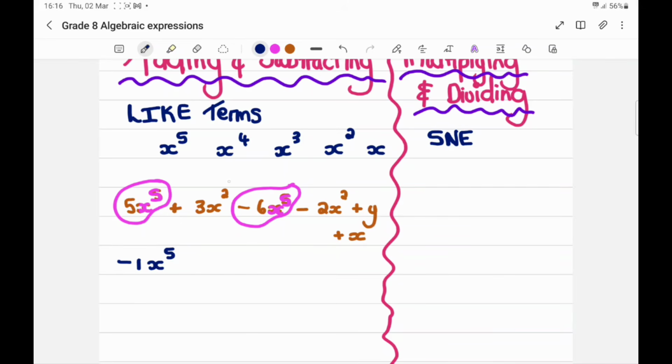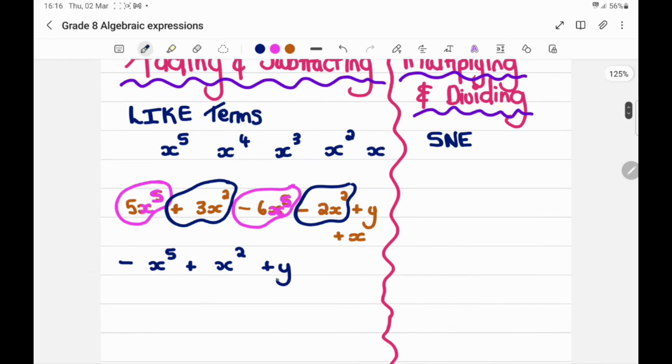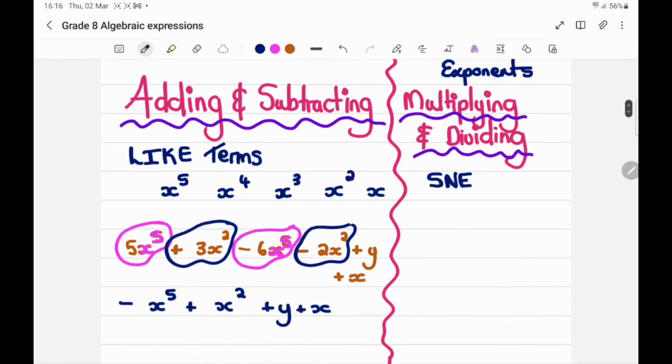The other two, there's a positive 3x to the power 2 minus 2x to the power 2. 3 minus 2 is a positive 1x squared. You don't have to write that 1, but if you do, it's okay. And then the plus y and the plus x don't have any friends to add or subtract to, so they just come down in your answer.